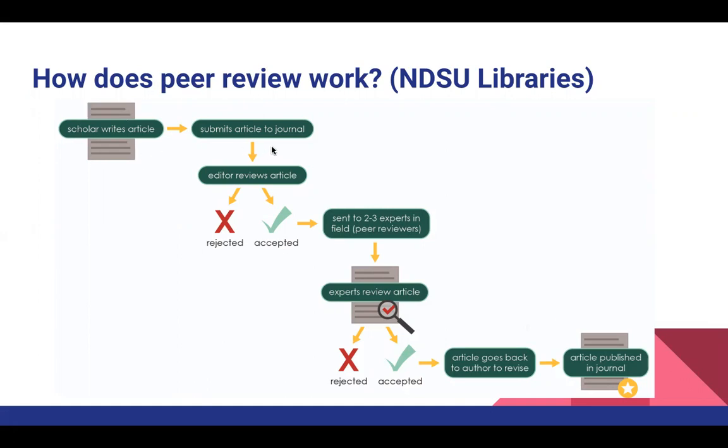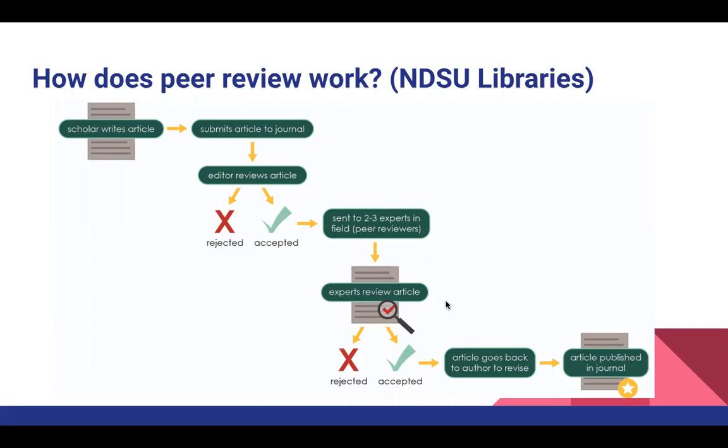They submit the article to a peer-reviewed journal where the editor will then review it. The editor can reject it, and that's where the process would stop at that point. If the editor says, okay, yes, this seems like something that could be appropriate for my journal, they will send it to normally two or three experts in the field, which are called peer reviewers.